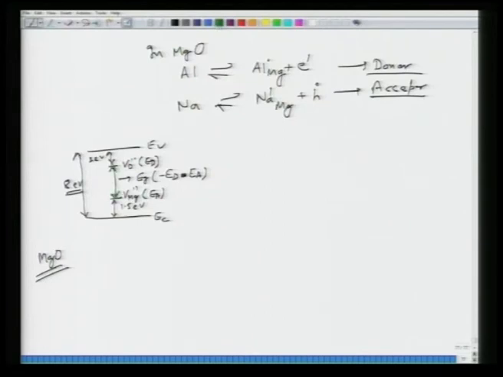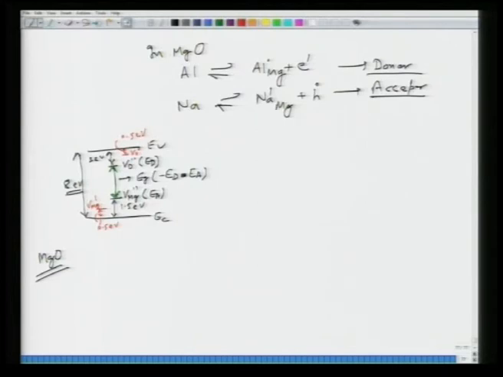And here, if you talk about V_O^x, then this would be much smaller, about half electron volt. If you take singly ionized magnesium vacancy, this would be roughly 0.5 electron volt. So, depending on the level of ionization, the difference in the energy levels would change, and similarly if you put aluminum and sodium, they would also introduce their energy levels at various places.